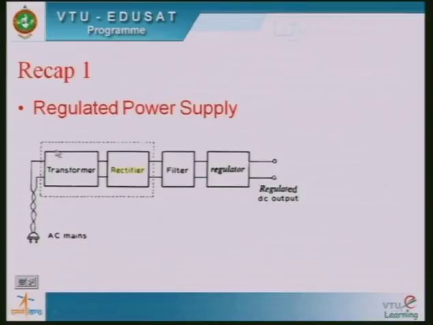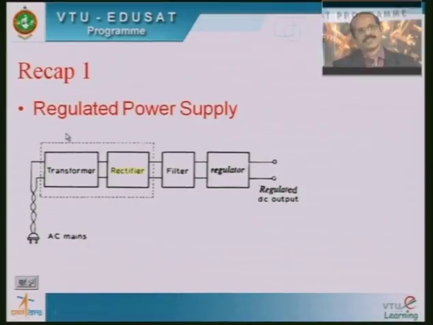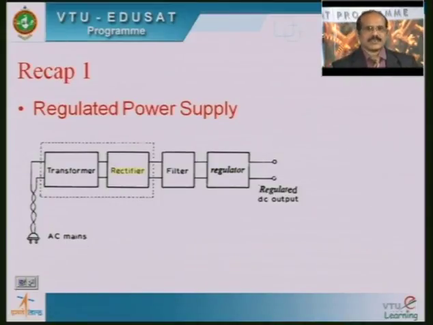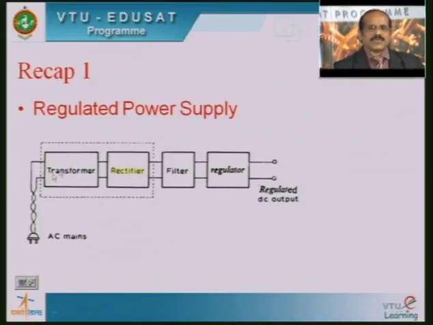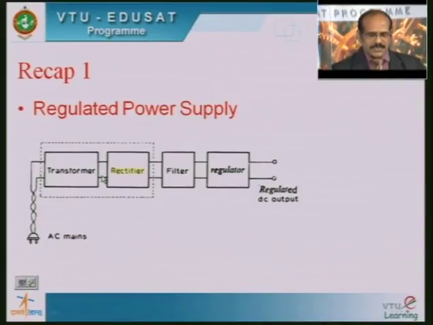a regulated power supply. Here in this block diagram, we have a transformer. It is called a step down transformer. The input to this transformer is single phase 230 volts 50 hertz AC supply, and this transformer steps down the input of 230 volts to a lesser voltage at the output, and the output of the transformer is fed to the rectifier.